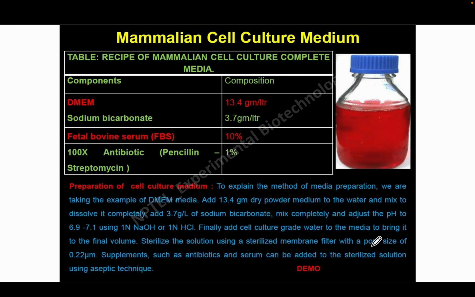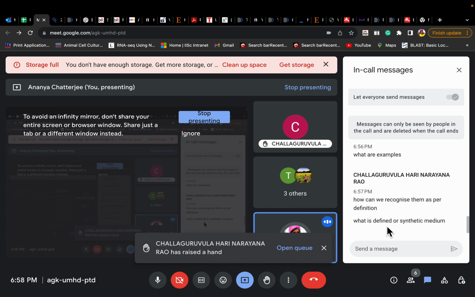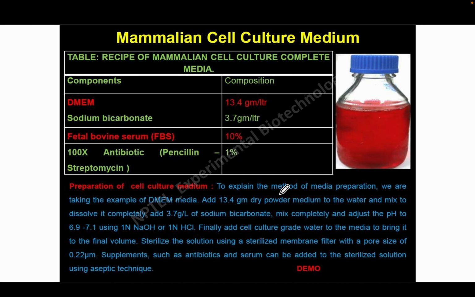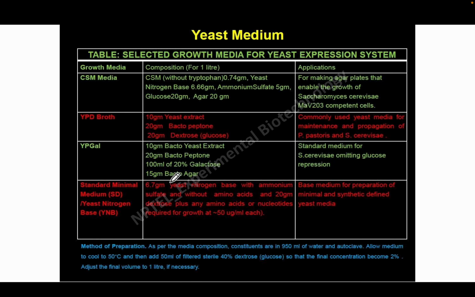So basically, what is a defined or synthetic medium? Synthetic media have highly purified and very defined chemical components, like the peptone in the nutrient broth example we had now. These compositions are very well defined, so they are called synthetic media. And media which don't have any defined composition are called non-synthetic media.